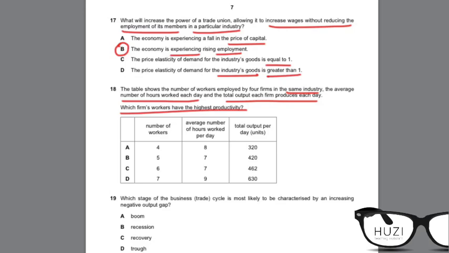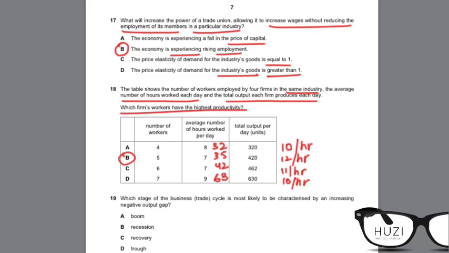Okay, so this has more to do with math rather than econ actually. So hours worked over here 32, hours worked over here 35, this is 42, the last one is 63. So total output per day, you do the math, 320 divided by 32, so 10 units per hour. 420 divided by 35 is 12 per hour, this is 11 per hour, and this is again 10 per hour. So this should be B. The B workers have the highest productivity. They're producing 12 units per hour.